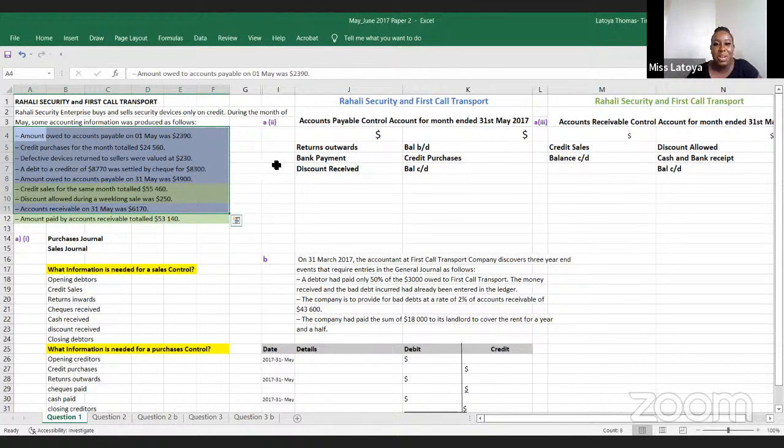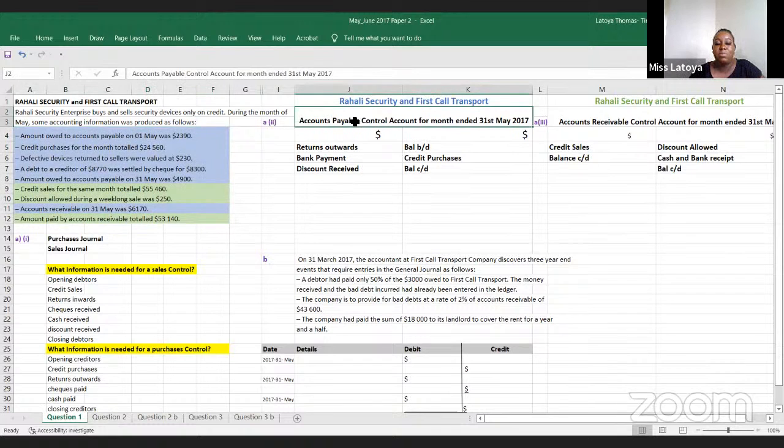Okay, good. Right. So we are doing the purchases controls again. So the balance brought down figure that was given was 2,390. The question is on my left. You can refer to it. That's where I'm getting my figures from.